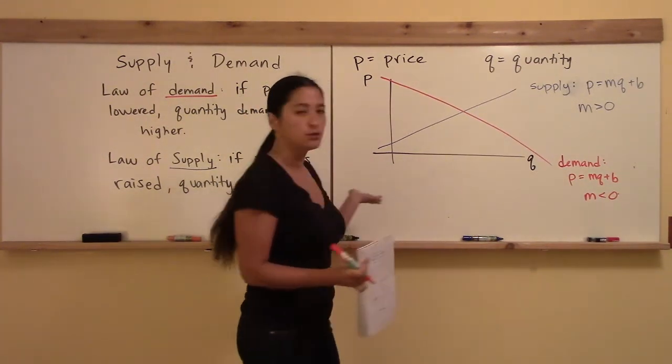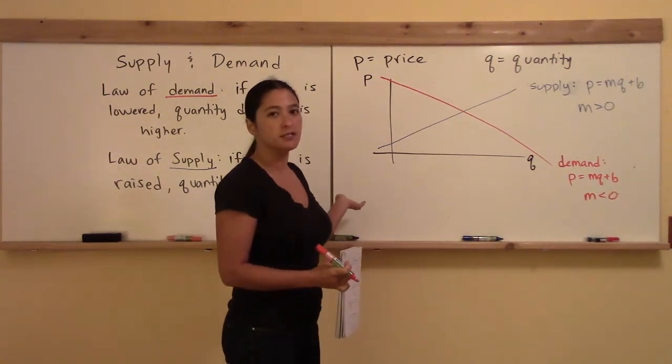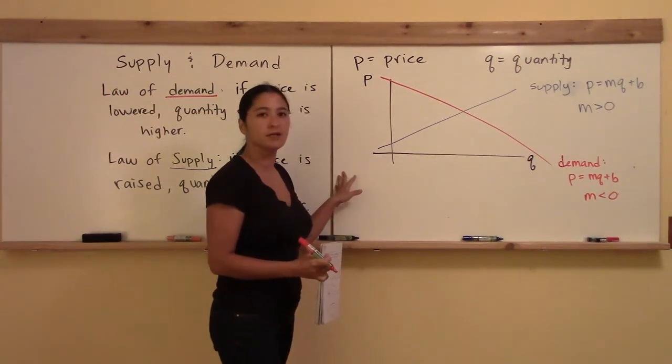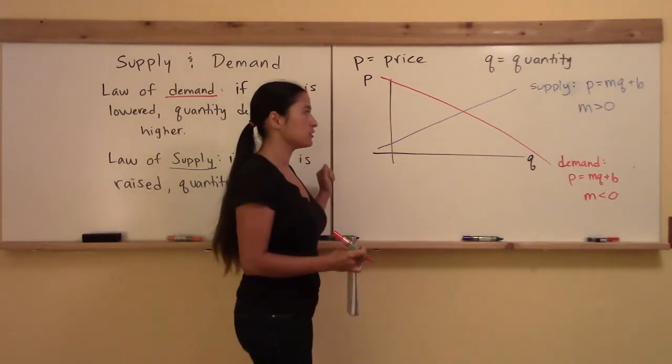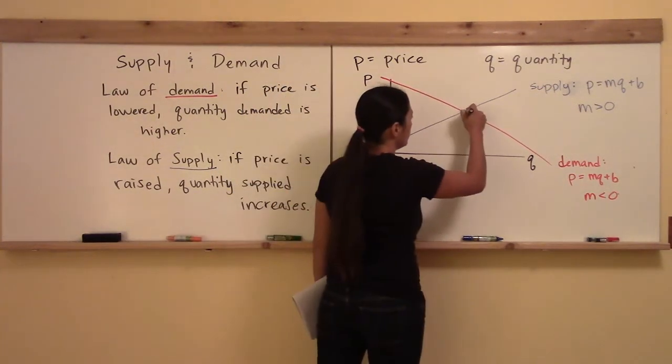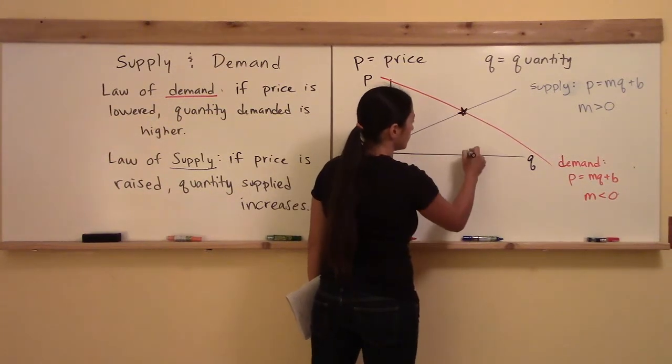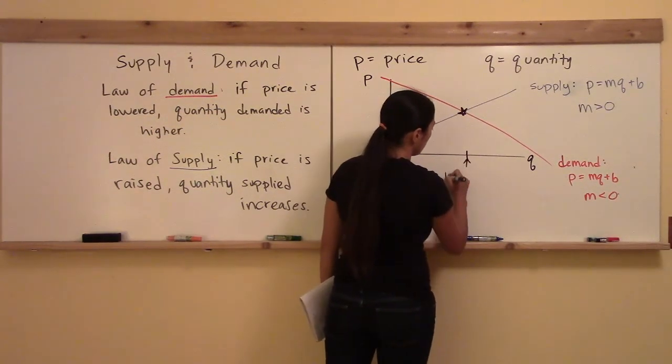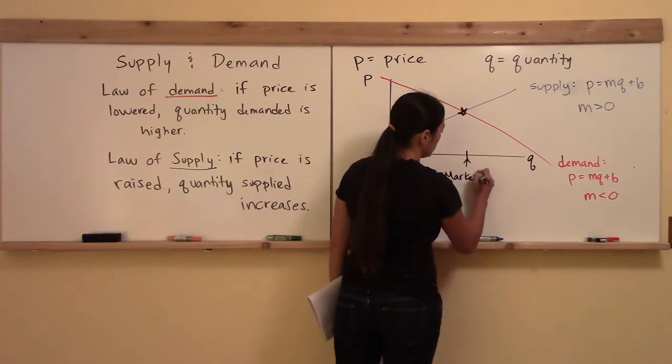Okay, so seeing two lines intersect in the plane reminds me of our theory of solving systems of linear equations, and you can see that there's one unique value right here where both of those equations are equal, and that's what we're going to call the market equilibrium.